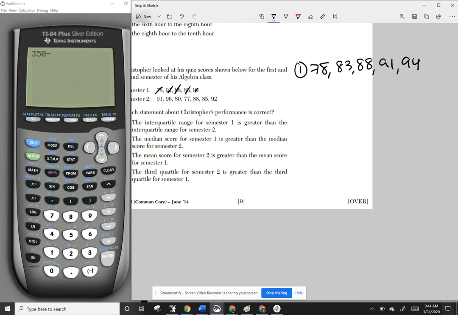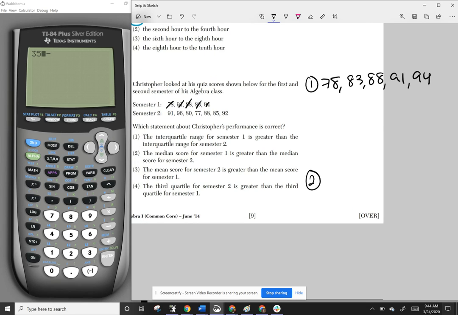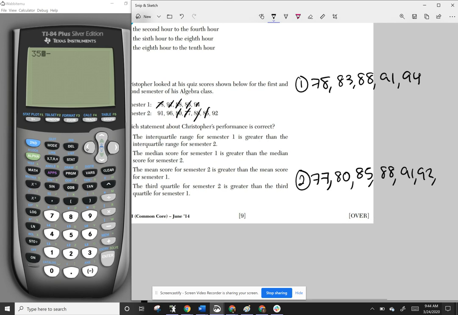I'm going to do semester 2 down here, a little lower, just so that we have space to do what we've got to do. So now the smallest one here, 77. And then we go up to 80, and then 85, 88, 91, 92, 96.